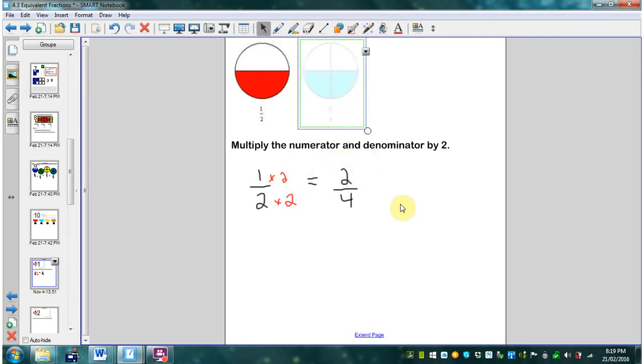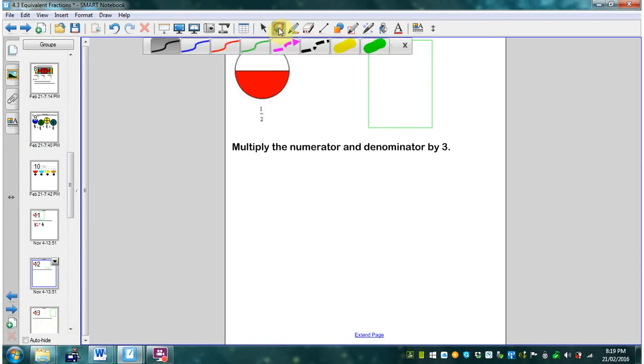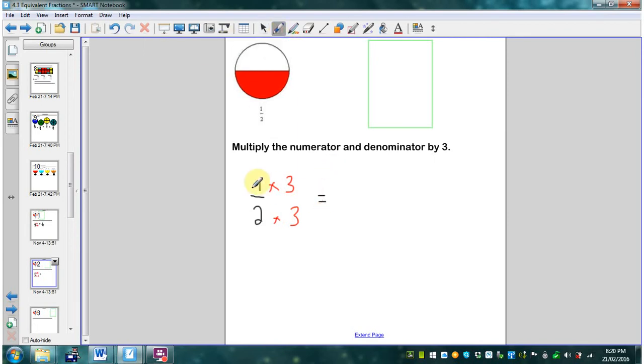And when we look, 2 over 4 is this special fraction that has the same amount shaded as 1 over 2. Okay, check this one out. Alright, we have 1 over 2, and I want you to multiply the numerator and the denominator by 3. So the top by 3, our numerator, and our bottom by 3. So 1 times 3 is 3. 2 times 3 is 6. So we're going to write a new fraction.